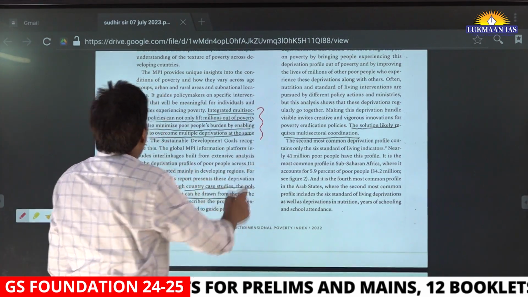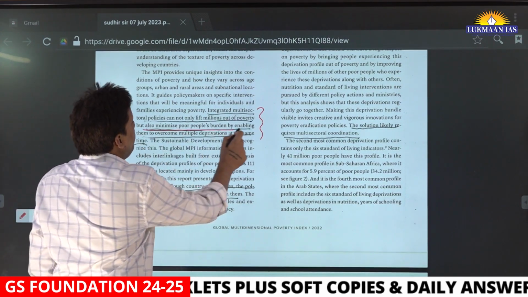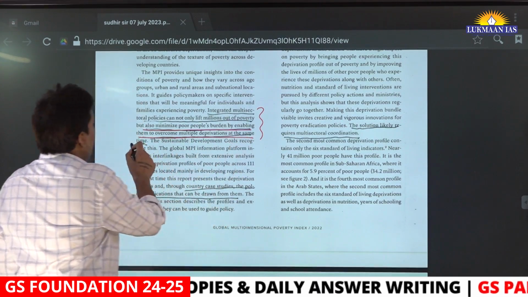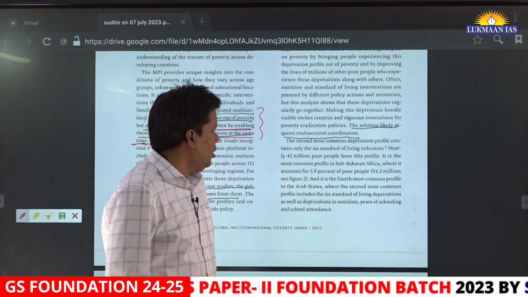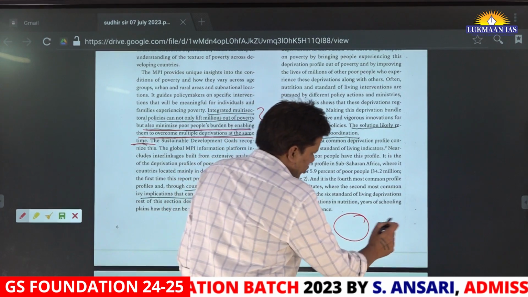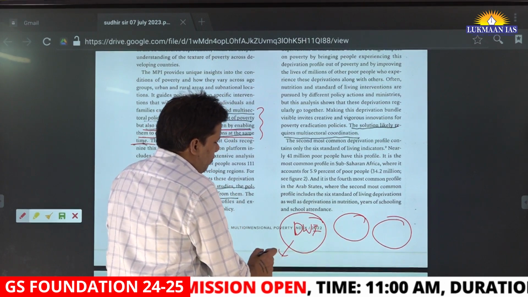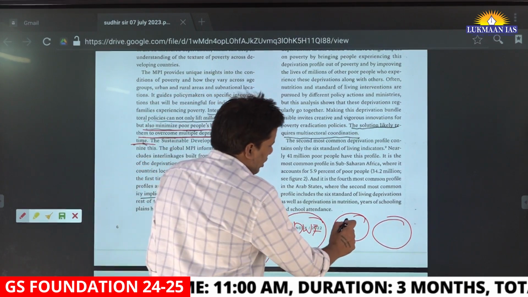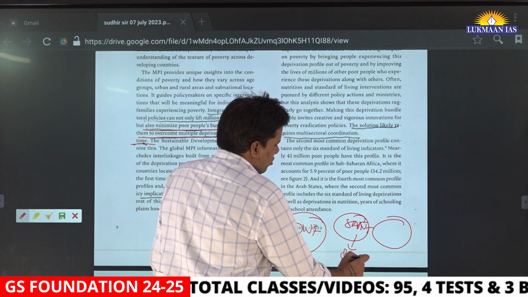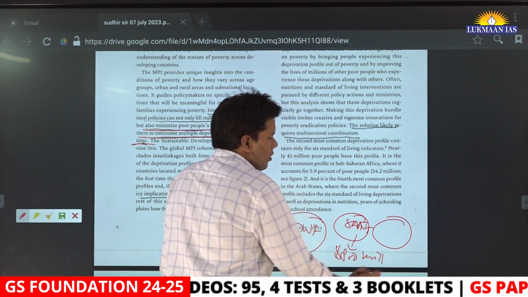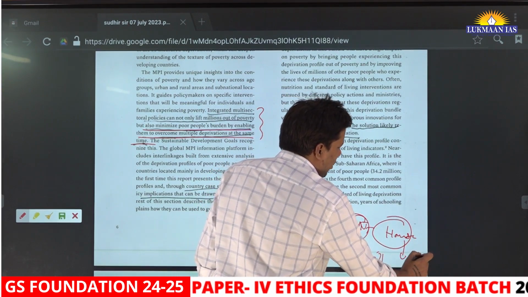Okay, now see this statement. Integrated multi-sectoral policies can not only lift millions out of poverty, but also minimize poor people's burden by enabling them to overcome multiple deprivations at the same time. See, it is all about synergy. Let's say you design policy in isolation. Let's say this is the drinking water facility; here India needs, let's say, $1 billion. Here, sanitation, and India needs $800 million. And here, housing, India needs let's say $5 billion.